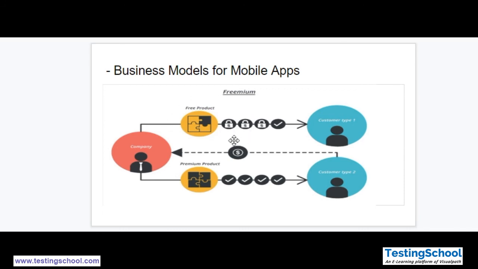So here you can see the company provides the free product, in which most of the features are locked. The user can access 20% or 30% of the application, and the remaining he can't access, but he can view it in the free product. And once he pays, he can access the entire product, and he will become a prime user for the company, where the company can generate the revenue.